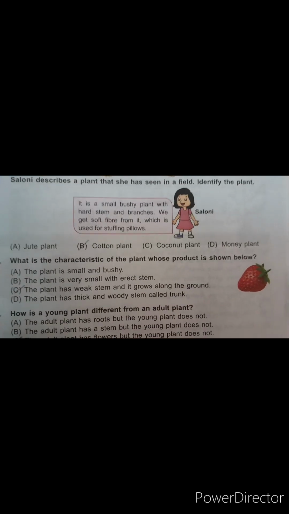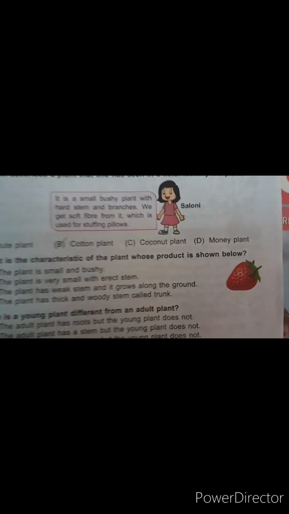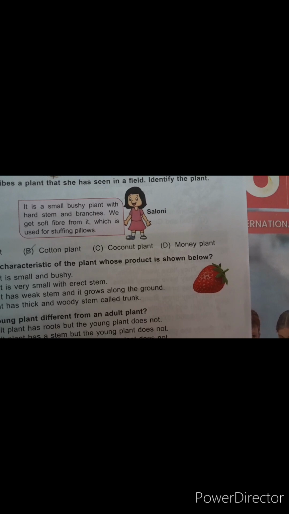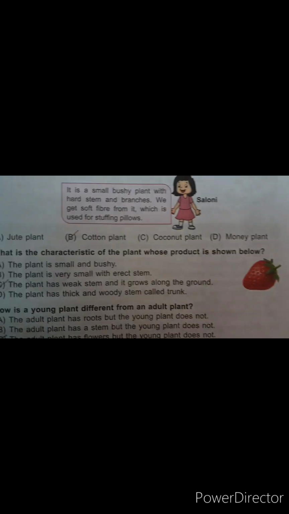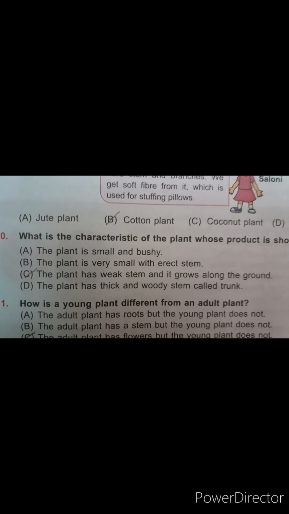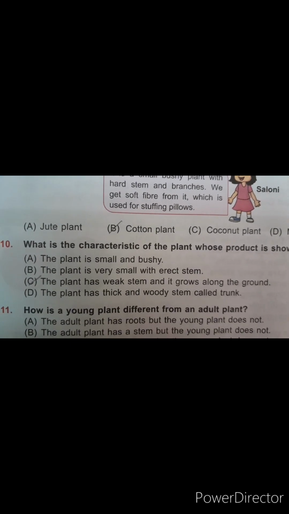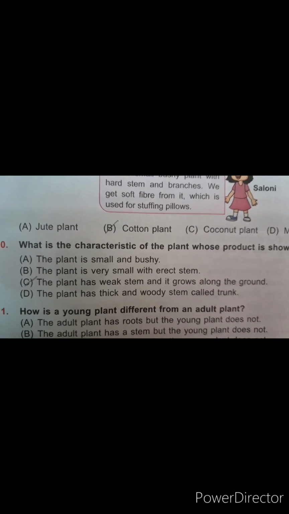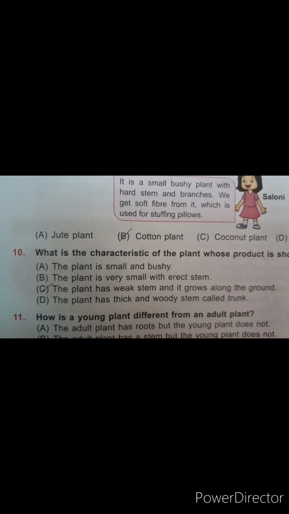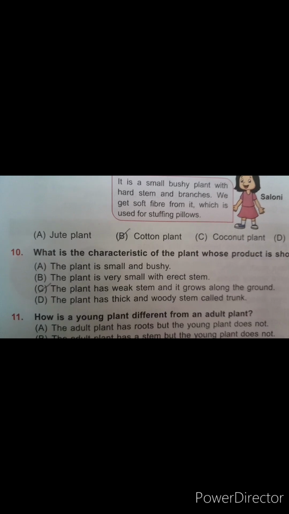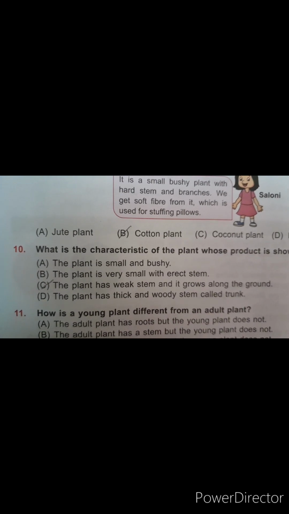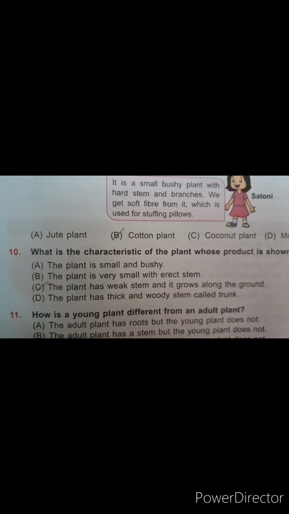The 10th question, what is the characteristic of the plant whose product is shown below? We can see the strawberry picture here. The options are, the plant is small and bushy, the plant is very small with erect stem, the plant has weak stem and it grows along the ground, the plant has thick and woody stem called trunk. The answer is option C. The plant has weak stem and it grows along the ground.